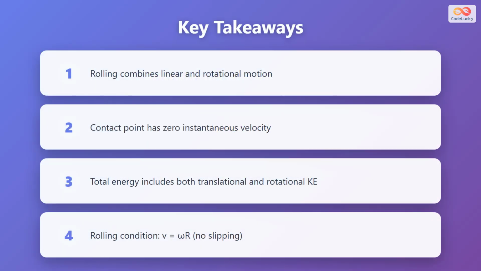Let's review the key concepts. First, rolling combines linear and rotational motion in a coordinated way. Second, the contact point has zero instantaneous velocity when rolling without slipping. Third, total energy includes both translational and rotational kinetic energy components. And fourth, the rolling condition v = ωr must be satisfied for motion without slipping. Understanding these principles is essential for analyzing rolling motion in physics.